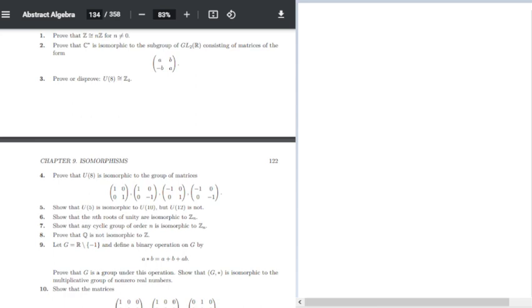Okay. Prove that C star is isomorphic to the subgroup of GL2(R) consisting of matrices of the form (a, b; negative b, a). So define phi, in this case, from C star to this group, we'll call it X. And I'll note that it's a subset of GL2(R).